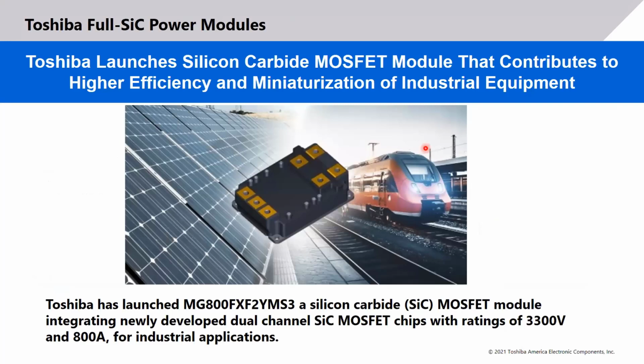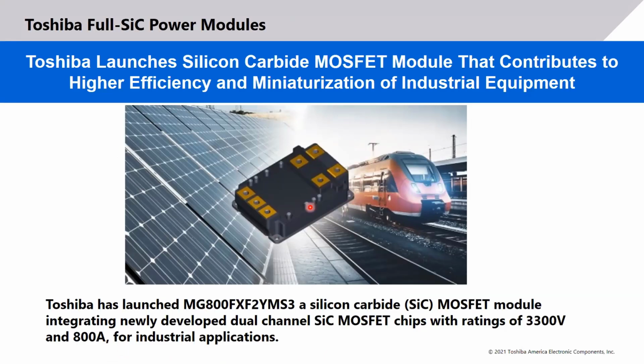Toshiba full silicon carbide power module. We are launching a silicon carbide module. It's a half bridge module, with 2 transistors inside. We're targeting high power applications, industrial applications. So we have our first module, 3300 volts, 800 amps, again for industrial applications.